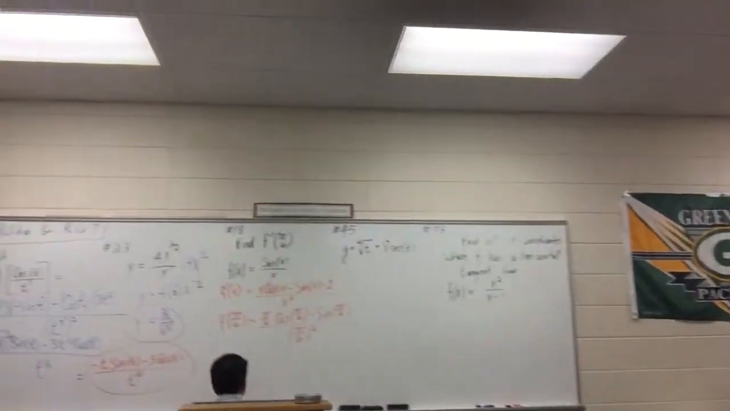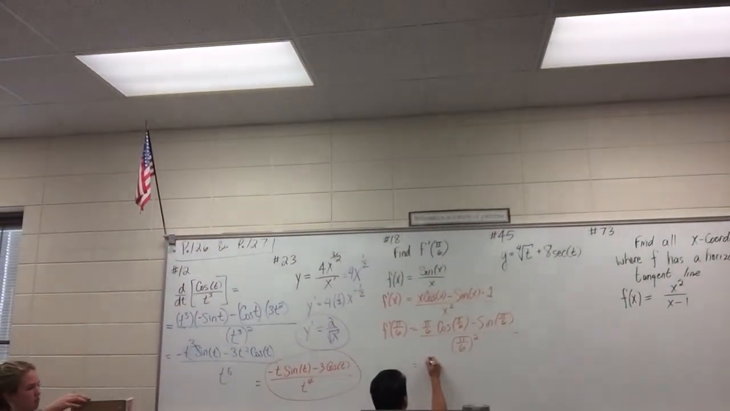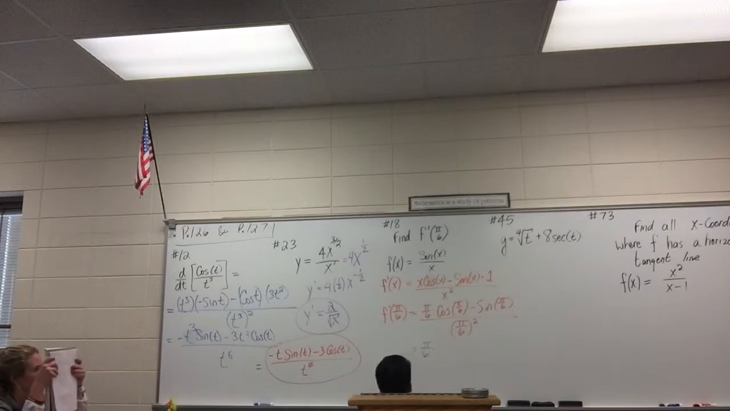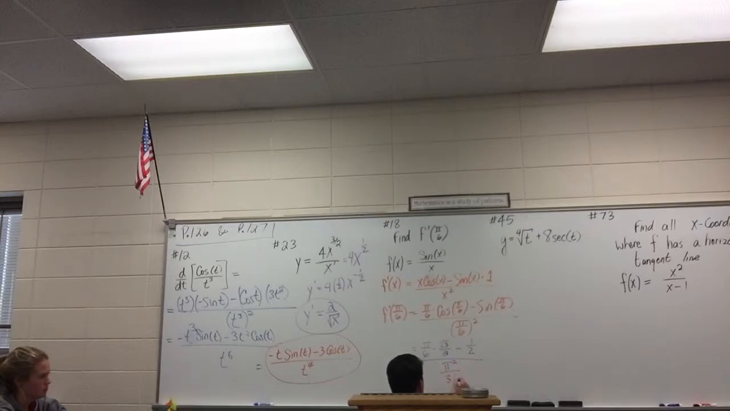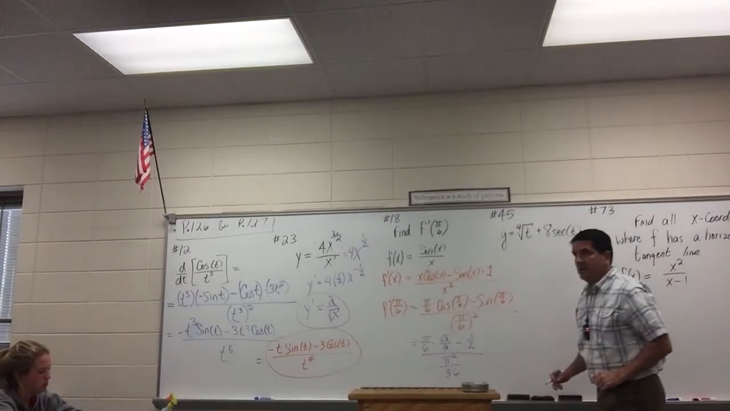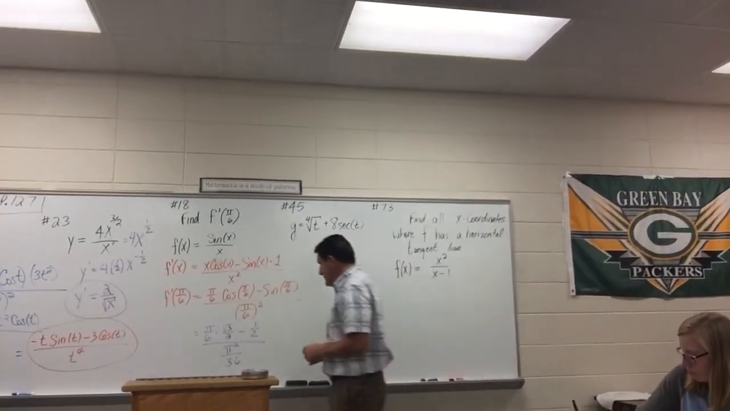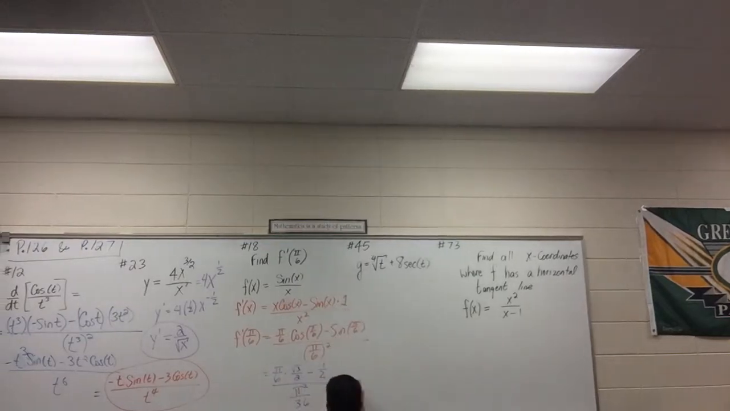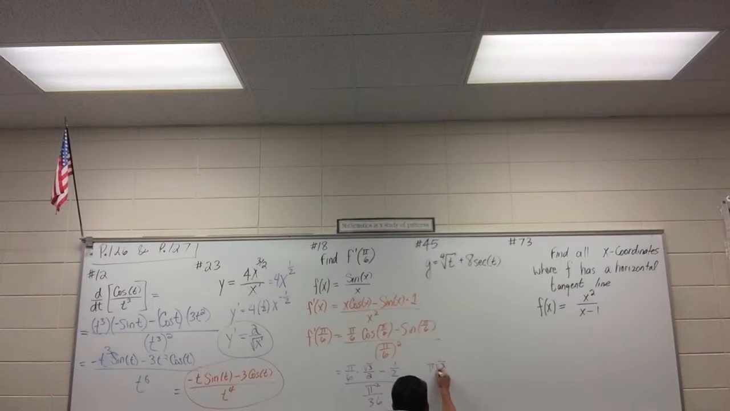So what happens here? I see pi over 6, cosine of pi over 6 is the square root of 3 over 2, minus sine of pi over 6, 1 half, all over, notice what I'm doing here, pi squared over 36. And then, what do we got here? This is a little messy. So let's keep on going here. This is pi times the square root of 3 over 6 minus 1 half, over the pi squared over 36.